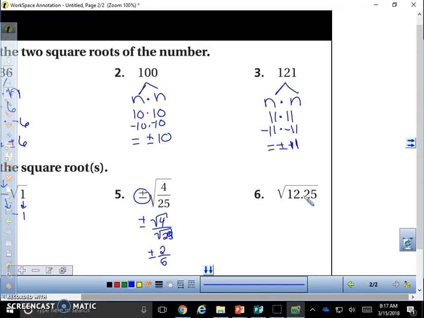Let's do 36. Well, this ends with a 5, so let's do 35 times 35. Let's see what happens. 35 times 35 is 1225, and the decimal place has to go in the middle to give 2 spaces. This one has a plus minus, so the answer is plus minus 3.5.